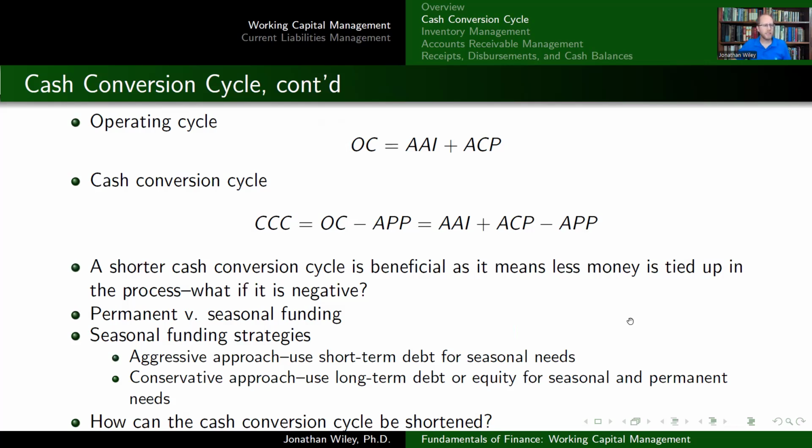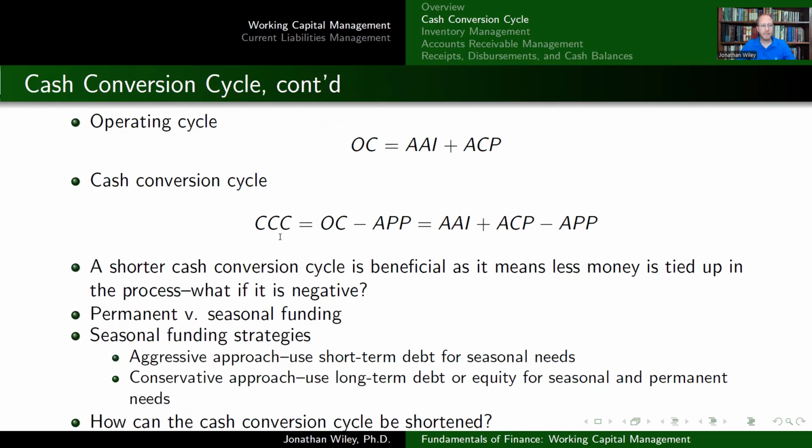So here's a way that could be possible. What if my average age of inventory is, say, 40 days? My average collection period is basically 0. What if I don't sell on account? So if I've got 40 days here, my average collection period is 0 because I don't sell on account. So my operating cycle is 40 days. But then what if I wait to pay my supplier 50 days? My operating cycle is 40. My delay in paying the supplier is 50. I would get a negative 10.